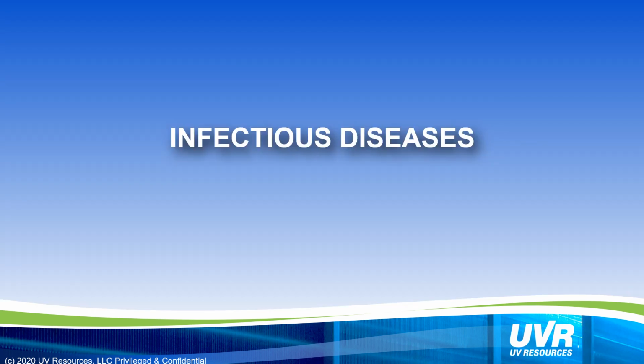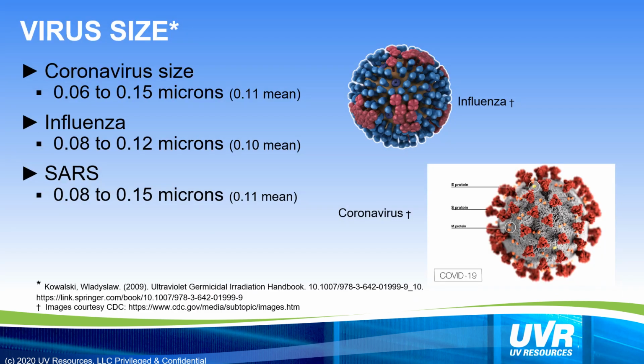So now let's talk a little bit about infectious diseases. The size of the pathogen is important to us. As these products are smaller, they tend to stay in the air much longer. For example, a coronavirus size, at least in the airborne side of it, has a mass mean diameter of 0.11 microns in diameter, very similar to influenza and very similar to SARS. So these particles are so small, they act more like a gas than they do a particle, so they stay stratified for quite some time.